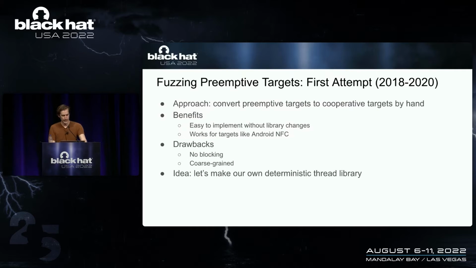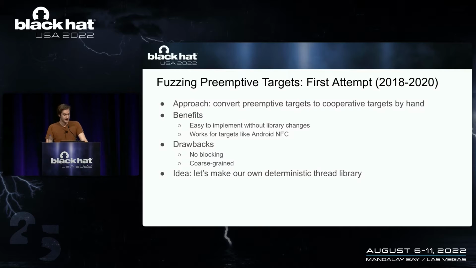So just to make it a little more clear, my initial work from 2018 and on to about 2020 was that I would deal with this problem by converting preemptive targets to cooperative targets by hand. And so what that means is whenever I was fuzzing something that, say, had a garbage collecting thread in the background, I just simply wouldn't spawn that thread. I would just run the main thread. And at the end, I would say, well, let's randomly run garbage collection, just call that function. But there would always be just one thread running.